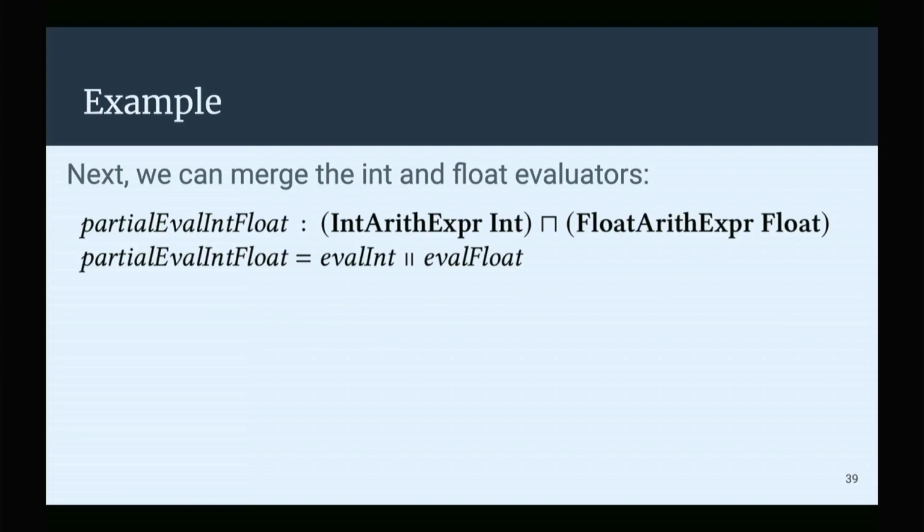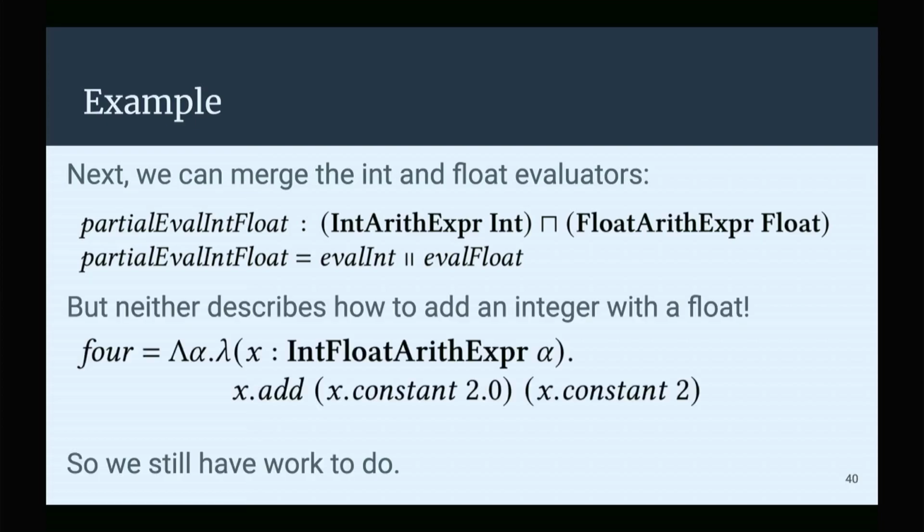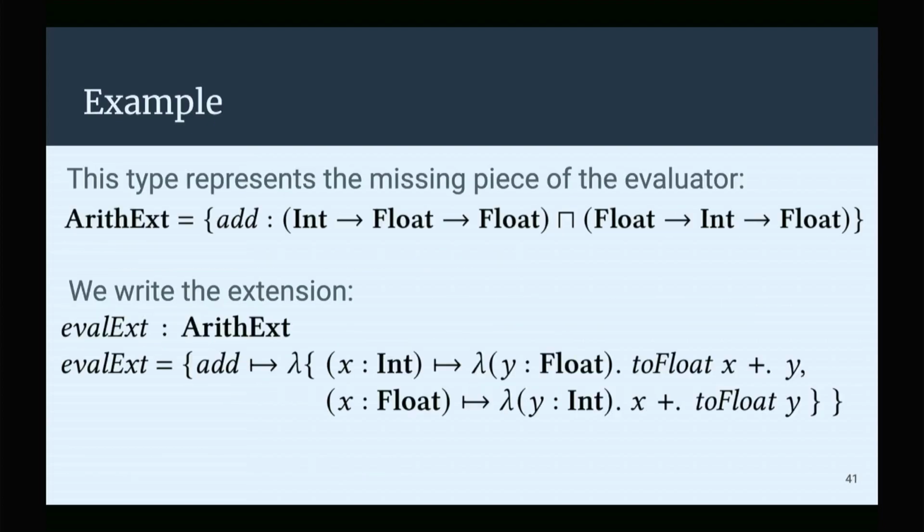Right, okay, so now recall that we have evaluators for integers, and we have evaluators for floats. And we want an evaluator for the combined language. Well, we can start to build that evaluator simply by merging the integer evaluator with the floating point evaluator. But we're not quite done yet. That's because in this combined language, there's a possibility that you might add an integer with a float. And neither of our evaluators that we started with accounted for that possibility. So here's an example of an expression that does that. So we still have work to do.